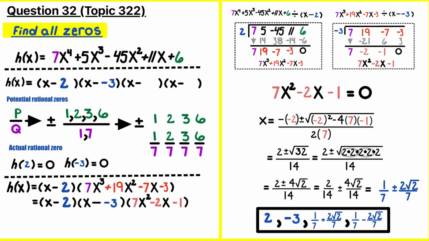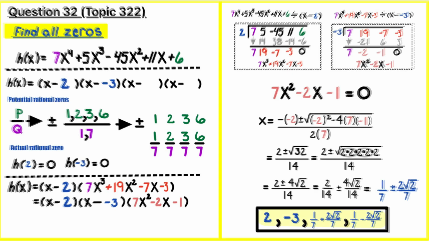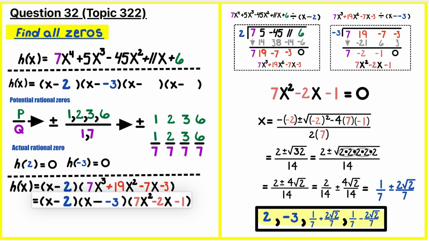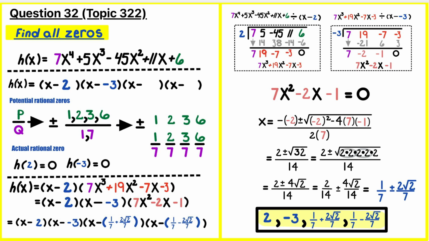I finished answering the question, but just taking that a little bit further, keep in mind I could finish factoring h of x into 4 linear pieces. Breaking that quadratic down, I have x minus each of the other zeros I found.